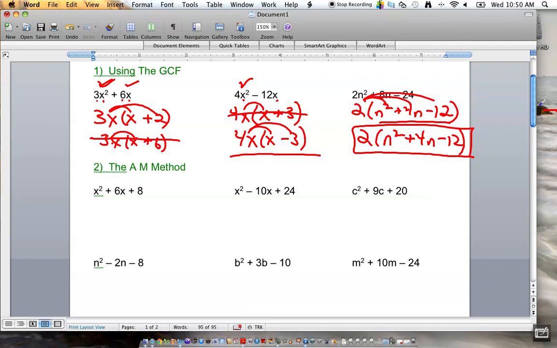So first type of factoring, using the greatest common factor. Okay, if you still struggle with that, go back, listen to it again, see where you get.